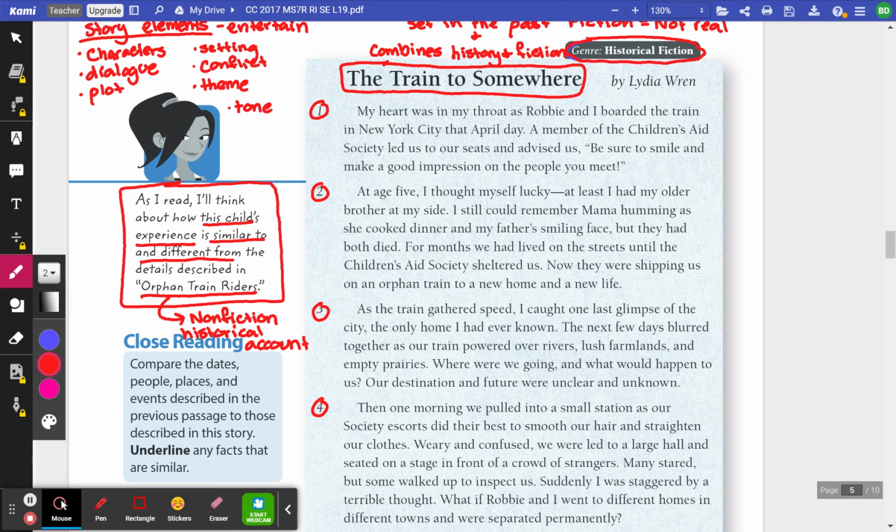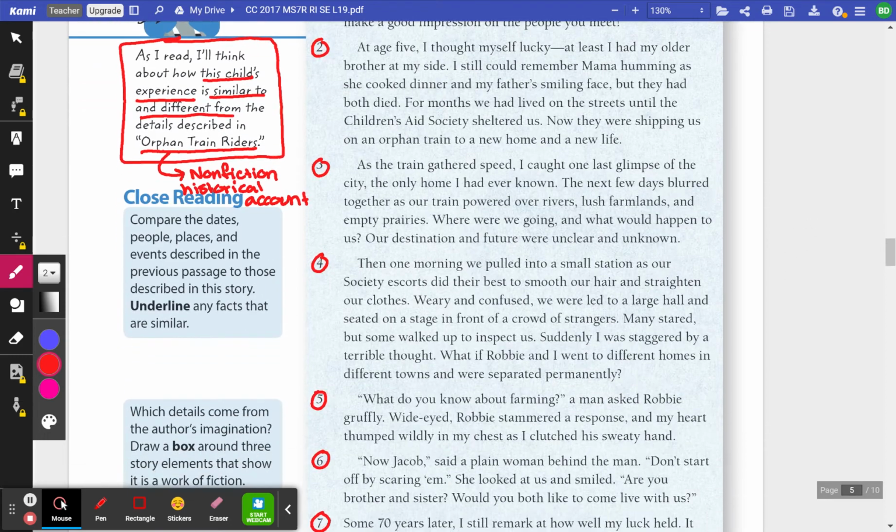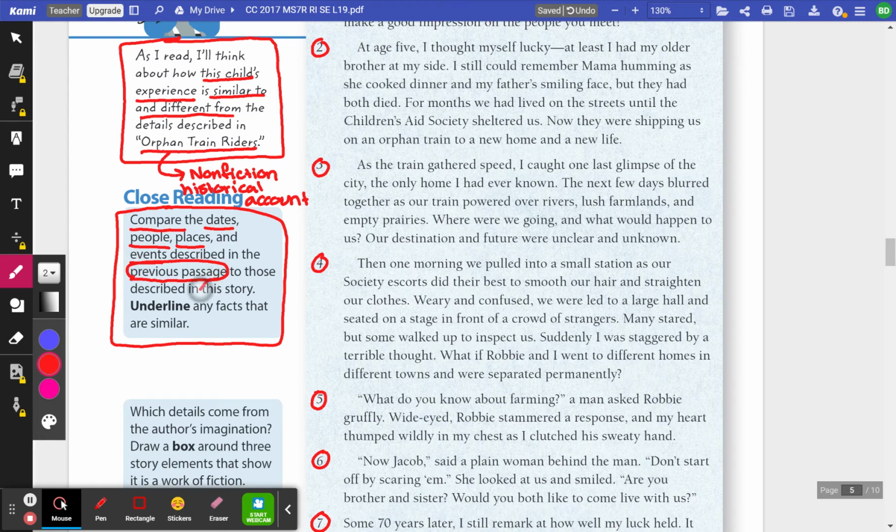All right, guys, so I am assuming that you have read this passage once and you have read the story of the child and their experience as an orphan train writer, and what all that encompassed. So now that you have read it once, and hopefully you've thought about those similarities and those differences, and you already have some ideas, we're going to go ahead and look at our first close reading box, which says compare the dates, people, places, and events described in the previous passage to those described in this story.